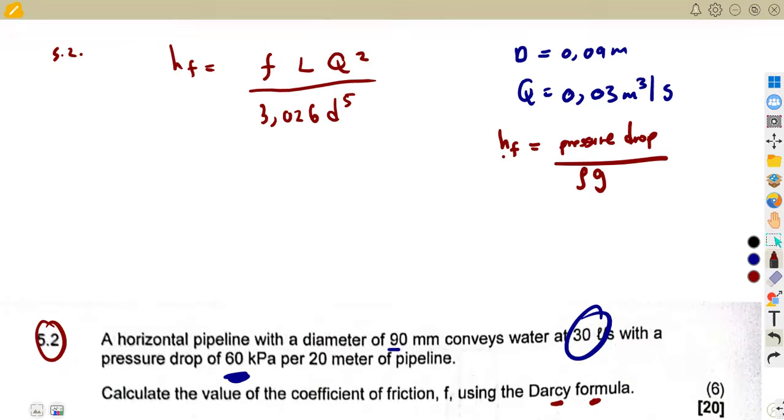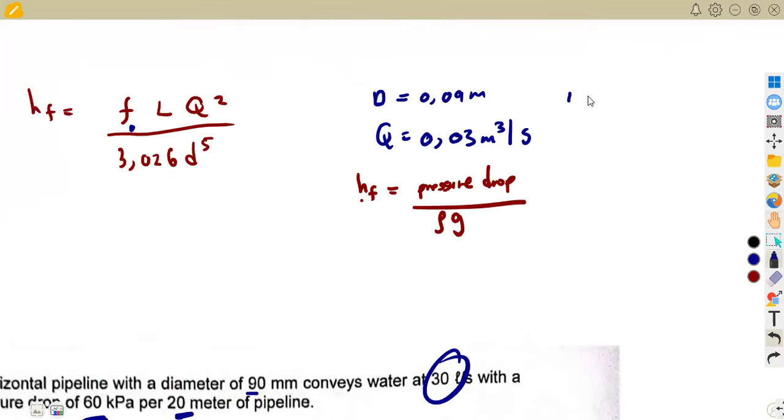The question was to calculate the value of the coefficient of friction. That's why they need us to calculate this one, F. That's why they gave us this, so that we can calculate HF. Take note, we are given the length of the pipe. Let us just write our length so that we finish this one. The length of the pipe is 20 meters. Like I said, we can calculate our pressure head from the pressure drop.